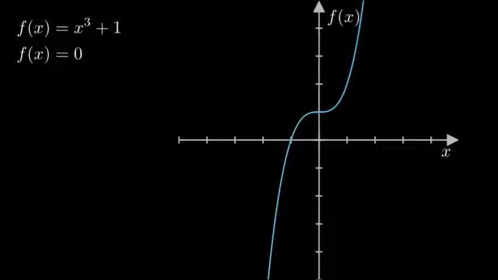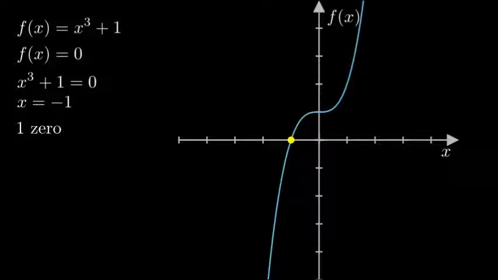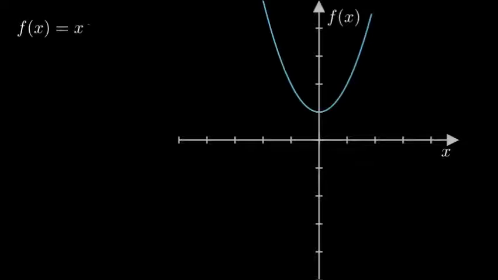In general, a certain function may have any number of zeros. As examples, we see the case of a single zero and the case of no zeros.